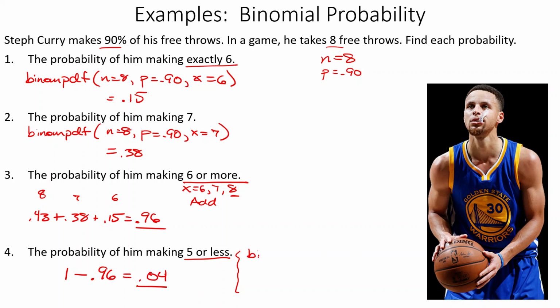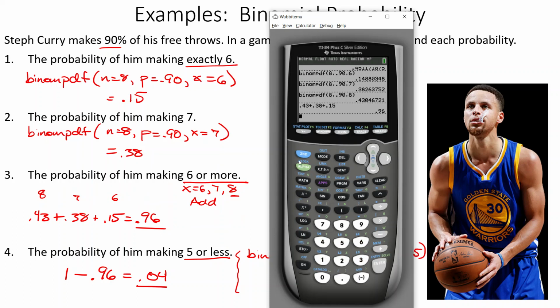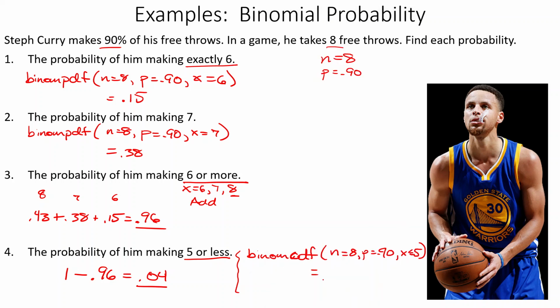Or since it's or less, we can do binomial CDF, where n equals 8, p equals 0.90, and x is less than or equal to 5. All right, so if we type that in, so now this is the other binomial guy here, the CDF, because it's or less. We've got 8 trials, 90% chance of success, and we want to know about 5 or less, so we use 5 there, and press enter. 0.038, which will round to 0.04. All right, so we got 2 different ways we can do that.